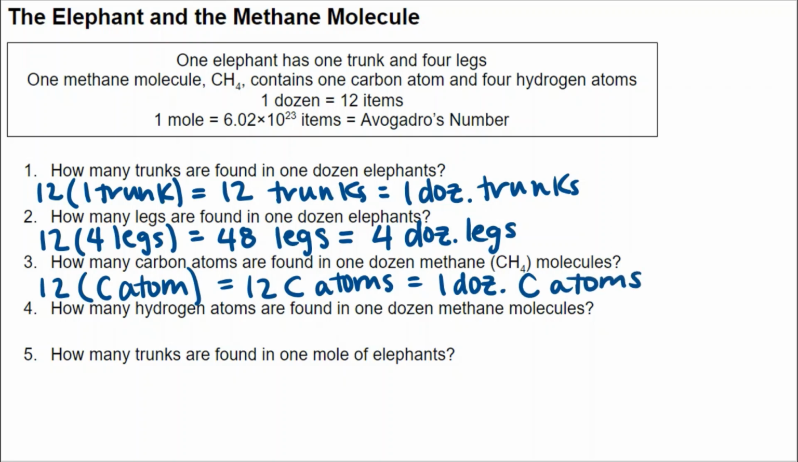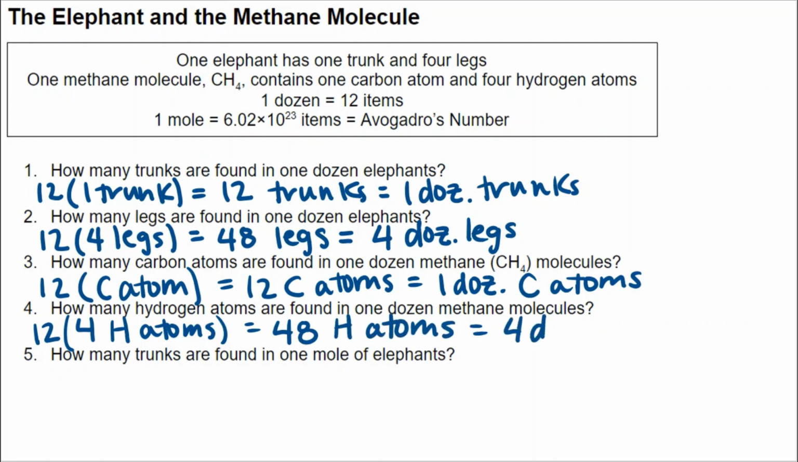We can do a similar calculation for hydrogen atoms. Each methane molecule has 4 hydrogen atoms. So we have 48 hydrogen atoms total, which we could also just call 4 dozen.